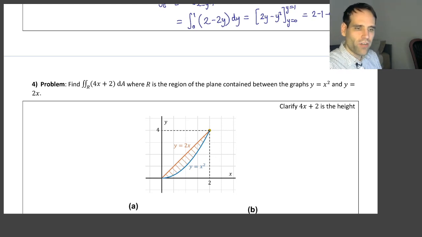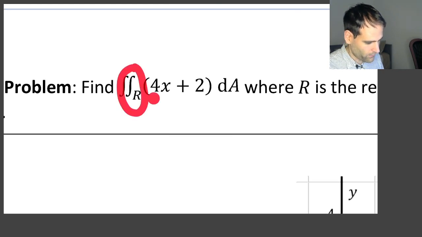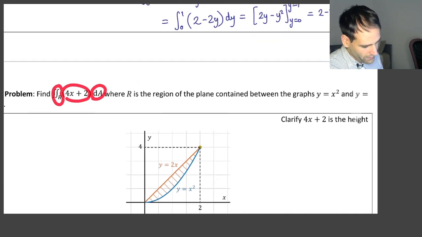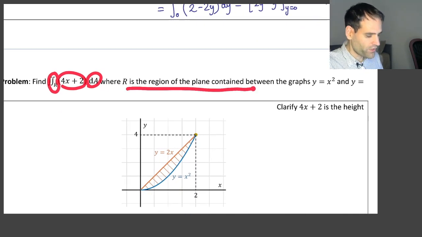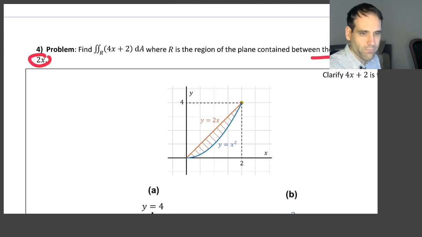So let's solve this problem. Find this integration: the integral on a region R of 4x plus 2 with respect to the area, where R is the region of the plane contained between the graphs y equals x squared and y equals 2x.